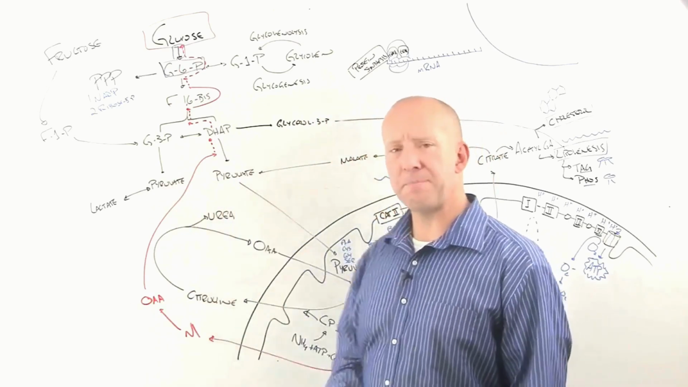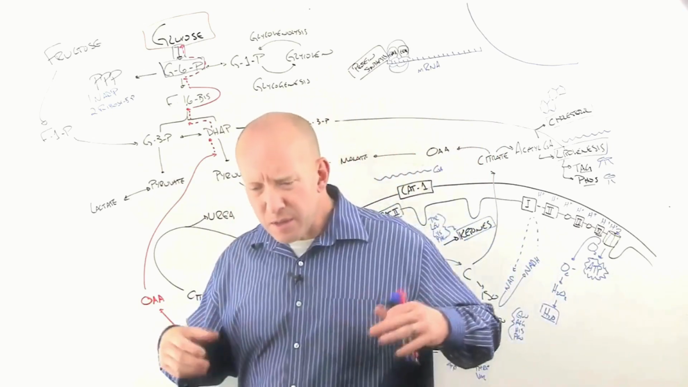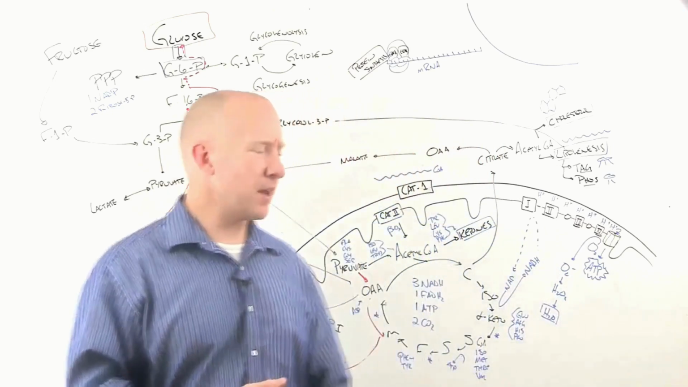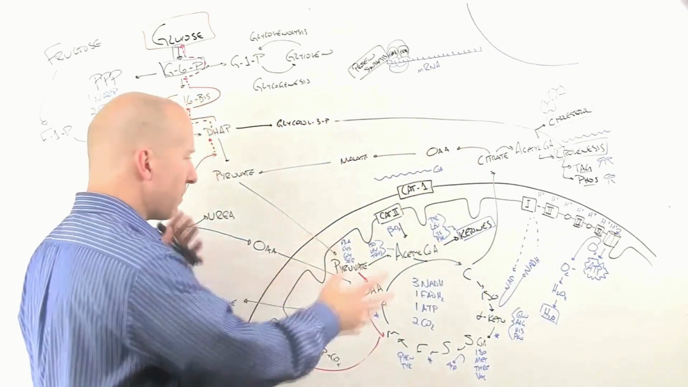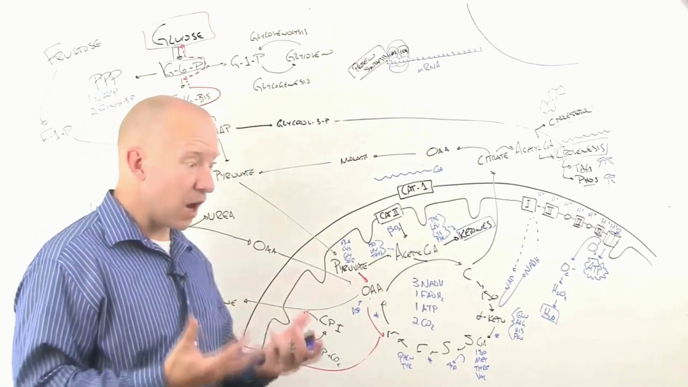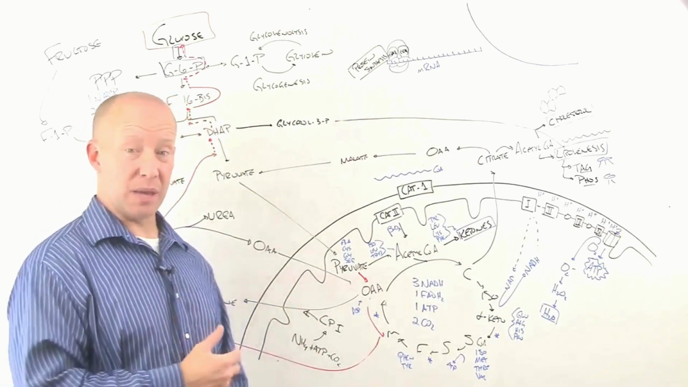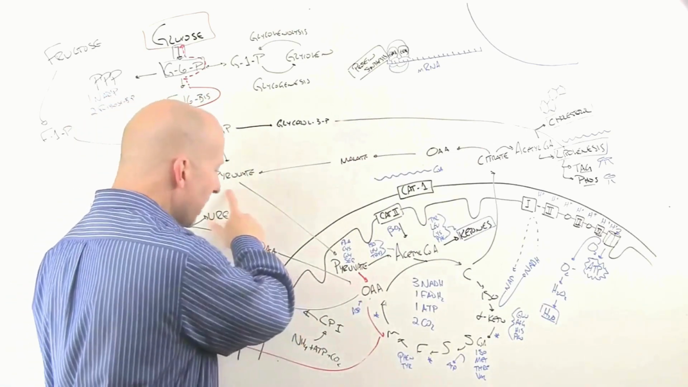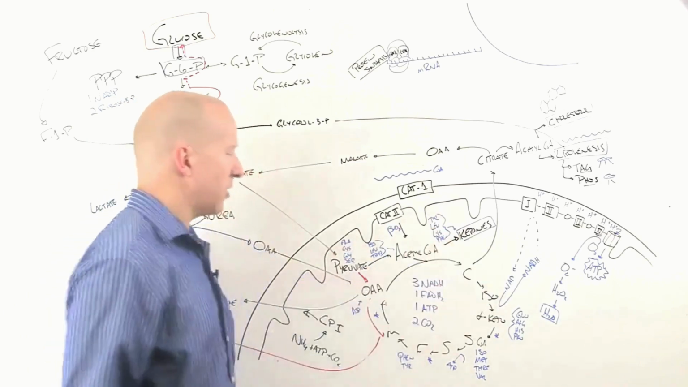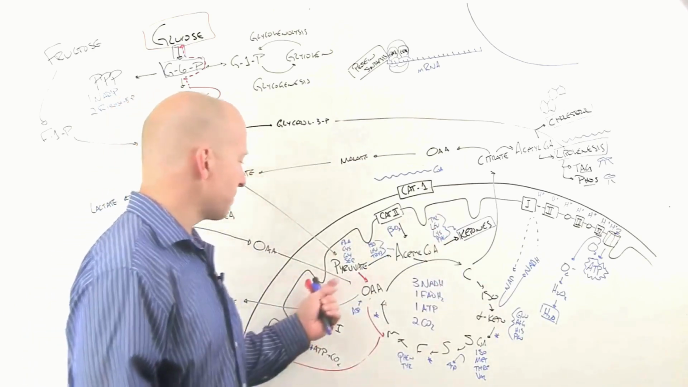Now pyruvate, in just the fed state right now, consider that many of these pathways were sort of hungry for glucose, and now that glucose came in, they're happy. Pyruvate is going to enter into the mitochondria. Now some of this is a review from last week.